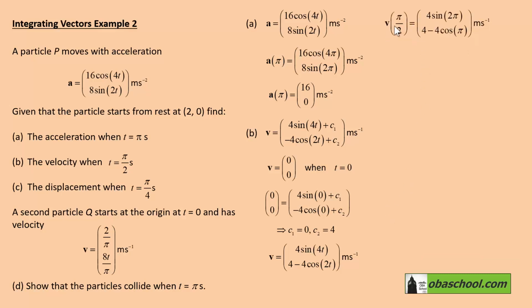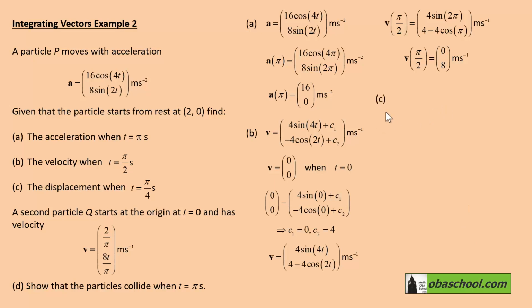Now we're interested in when t is pi by 2, so that becomes (4 sin 2 pi, 4 take away 4 cos pi). Sine of 2 pi is 0, cos of pi is negative 1, so what we have here is 4 plus 4, so that's going to give us (0, 8) meters per second.